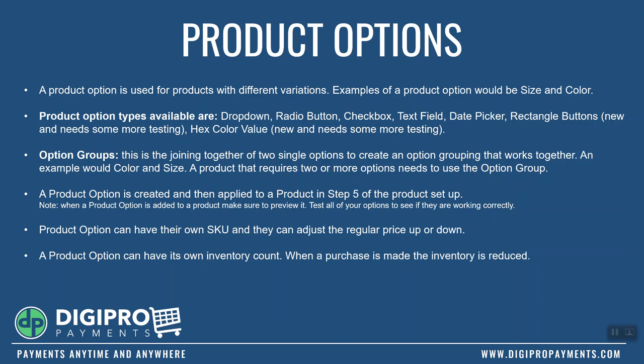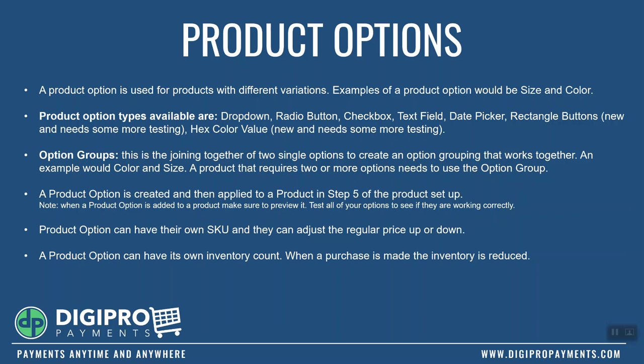In today's video, we're going to be taking a deep dive into product options. So you're probably sitting there asking yourself, if you're not familiar with shopping carts or online stores, what is a product option? If you've ever bought something online like a t-shirt and have selected a size or a color, well, you've essentially selected a product option. So the definition is that a product option is used for products with different variations. An example of a product option would again be size and color.